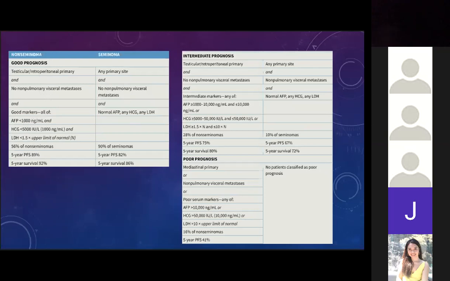And for your intermediate, usually there is a testicular or retroperitoneal primary and no non-pulmonary visceral metastasis, and intermediate markers for your AFP between 1,000 to 10,000, HCG of 5,000 to 50,000, LDH of more than 1.5 and not more than 10 times the upper limit of normal. And for your poor prognosis, usually it is with a mediastinal primary or non-pulmonary visceral metastasis, and or poor serum markers of your AFP, HCG, and LDH.